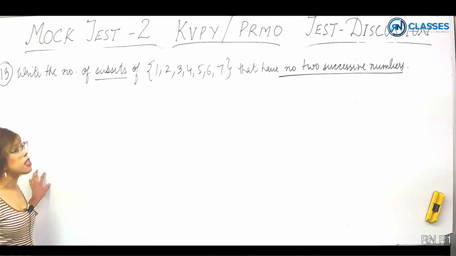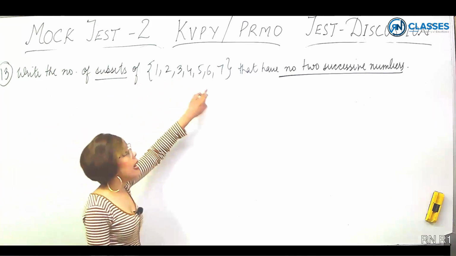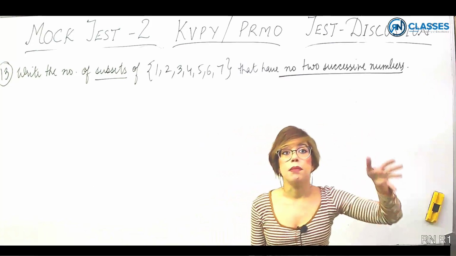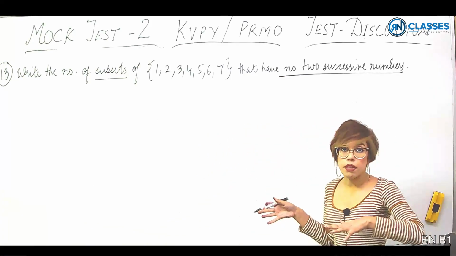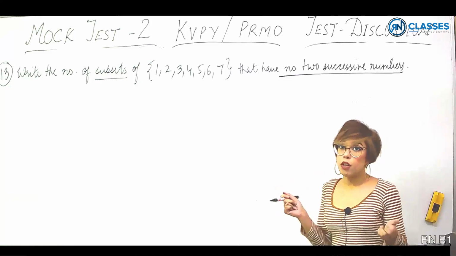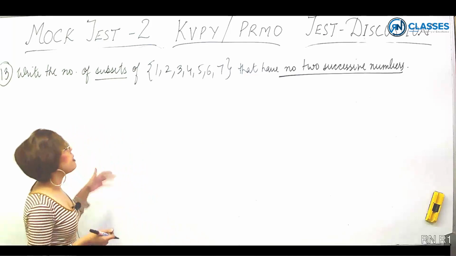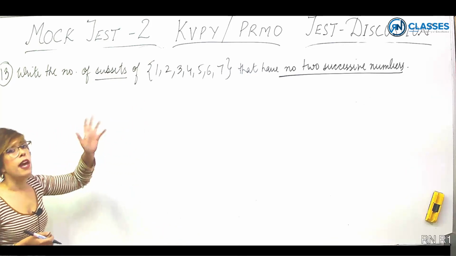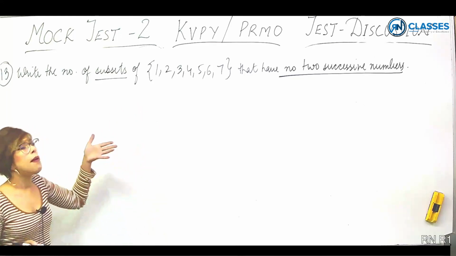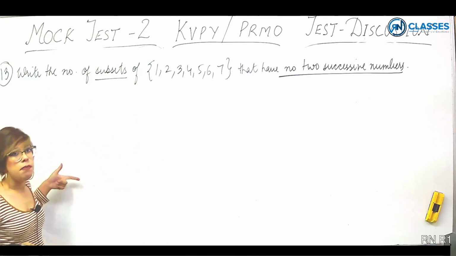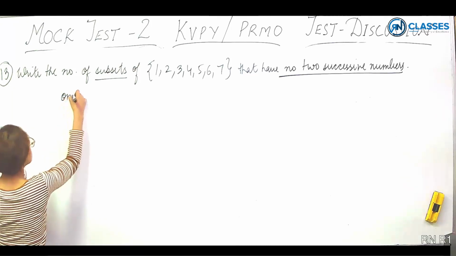Right. On to the next one. He says write the number of subsets of this set that have no two successive numbers. That means if 1 is there, 2 cannot be there. If 4 is there, 5 cannot be there. So any subset of this set can have 1 element, maybe 2 elements, 3 elements, 4 elements, and so on. Let me make my cases on the number of elements in the subset. First of all, let me write 1 element subsets.